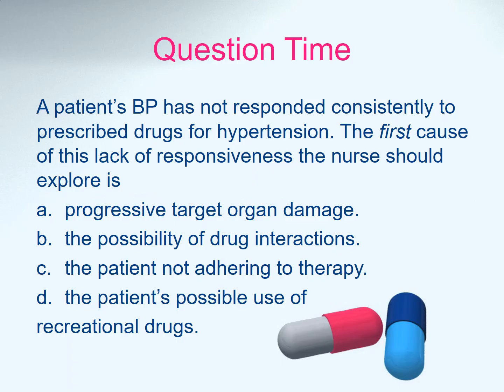A patient's blood pressure has not responded consistently to the prescribed drugs for hypertension. The first cause of this lack of responsiveness the nurse should explore is progressive target organ damage, the possibility of drug interactions, the patient not adhering to therapy, the patient's possible use of recreational drugs. And the answer is C. Side effects of antihypertensive drugs are common and may be so severe or undesirable that the patient does not comply with the therapy.